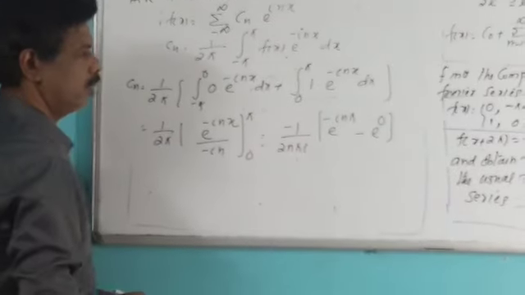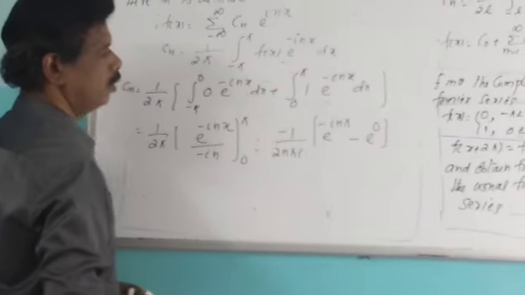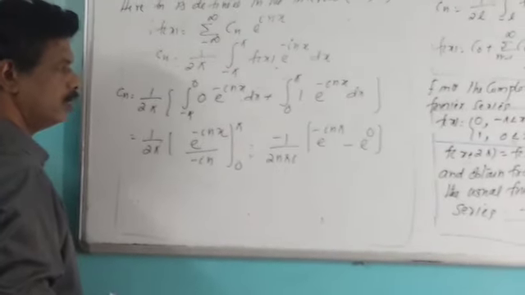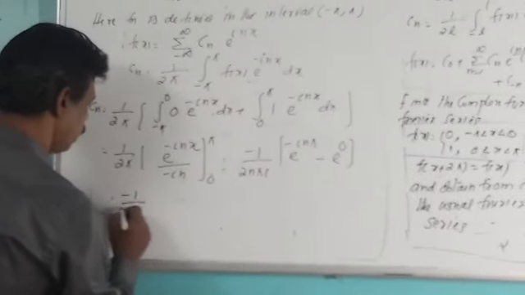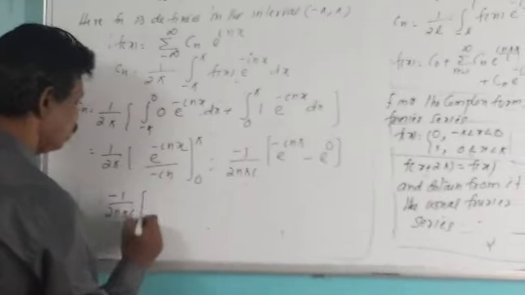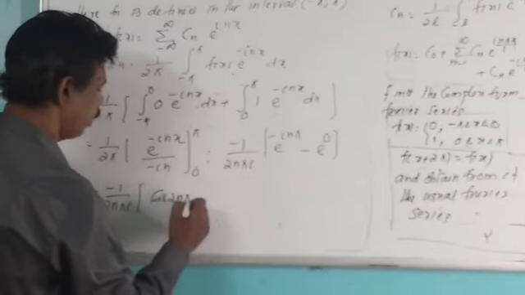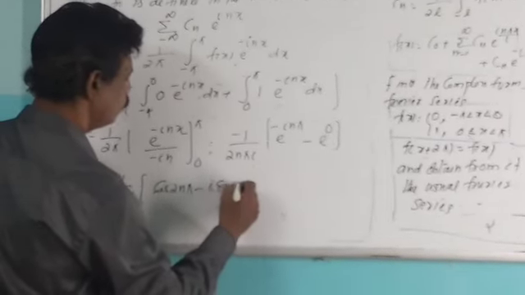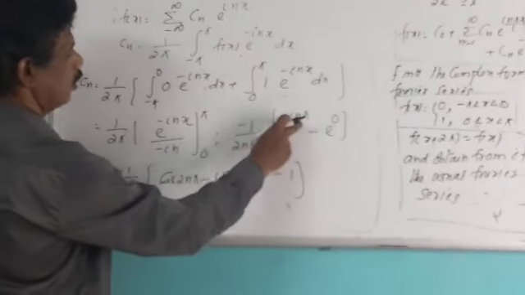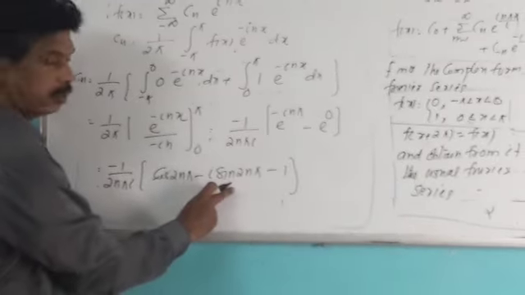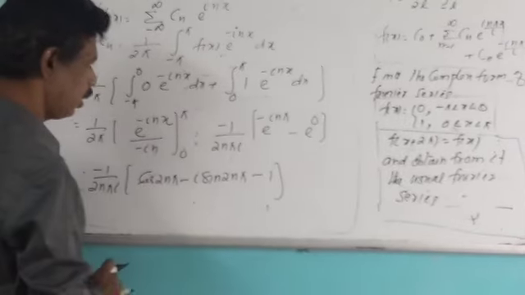We know that e raised to i theta means cos theta plus i sin theta. Then e raised to minus i theta means cos theta minus i sin theta. So e raised to minus i n pi equals cos n pi minus i sin n pi. And e raised to 0 means 1. Here theta means n pi.